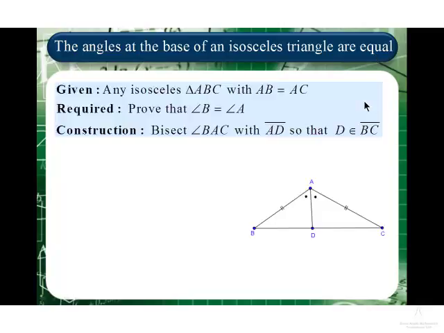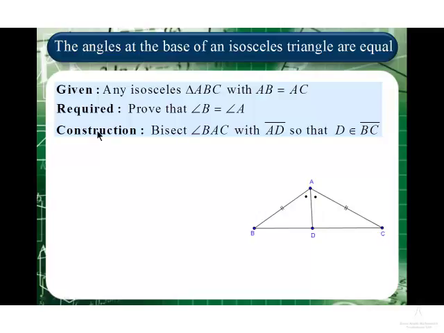Next, we will prove the result that the angles at the base of an isosceles triangle are equal. This will be proved formally. Here we have any isosceles triangle ABC with side lengths AB and AC equal, as indicated in this figure. What is required here is to prove that angle B is equal to angle C. In other words, the angles at the base of this isosceles triangle are equal.